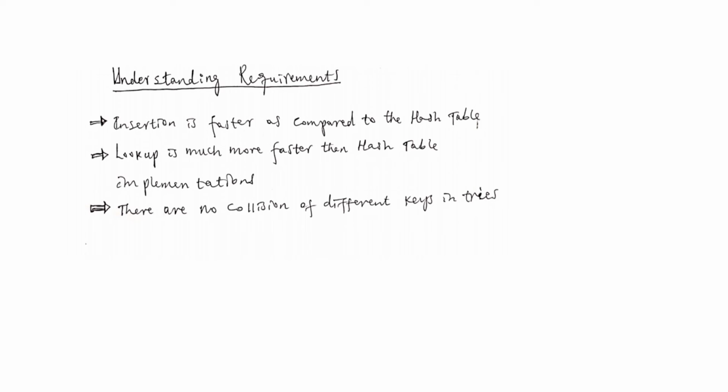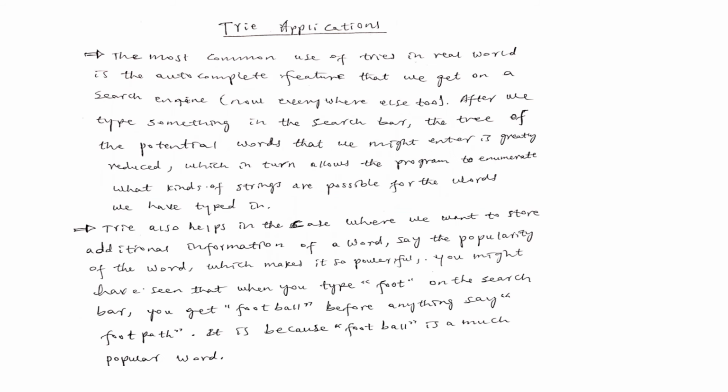We also understand that lookup is much faster than hash table implementations. And also there is no collision of different keys in a tree. This will not happen in trees. By the way, we will see this in the advantages of trees. This is the main advantage of trees. We will see it in the next slide, where we find no collision of different keys.